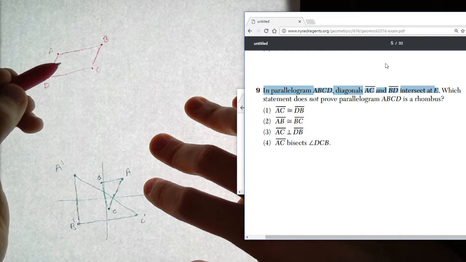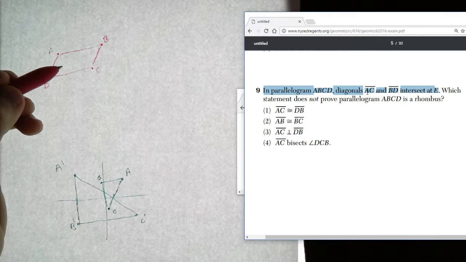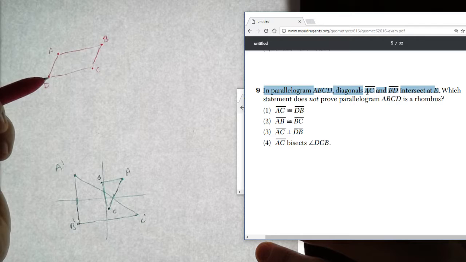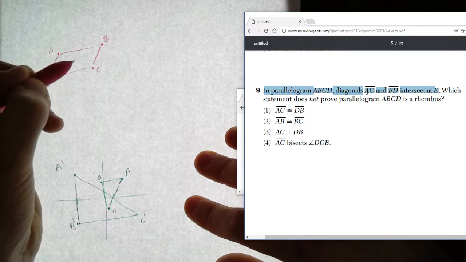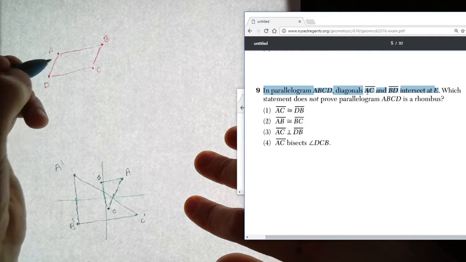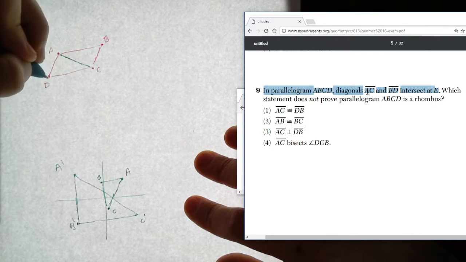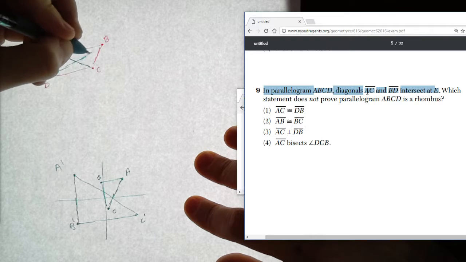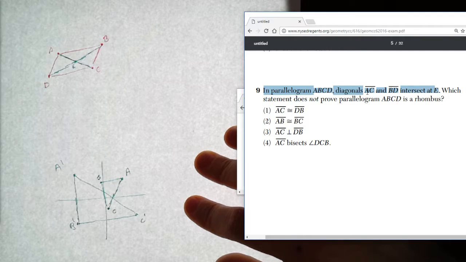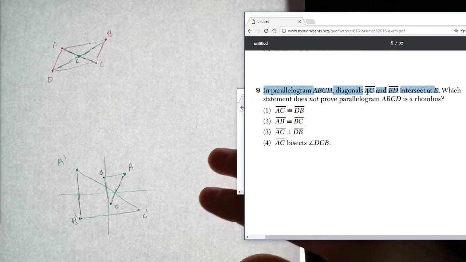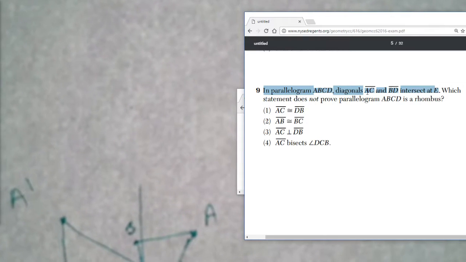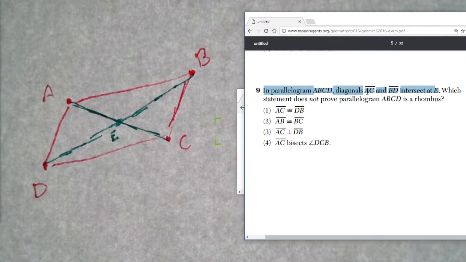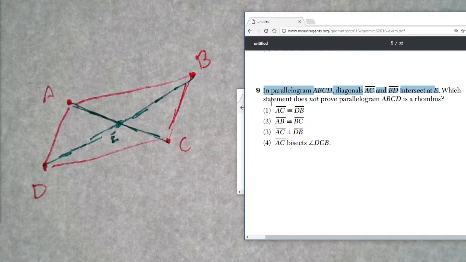And even if you didn't get that, they talk about diagonals AC. If I said A, B, C, D, that wouldn't be a diagonal. So, diagonal AC, maybe I'll draw this in a different color. Diagonal AC, diagonal BD, they intersect at point E. All right, well, let's zoom in on that. Why are we so far away? All right. Which statement does not prove that it's a rhombus?